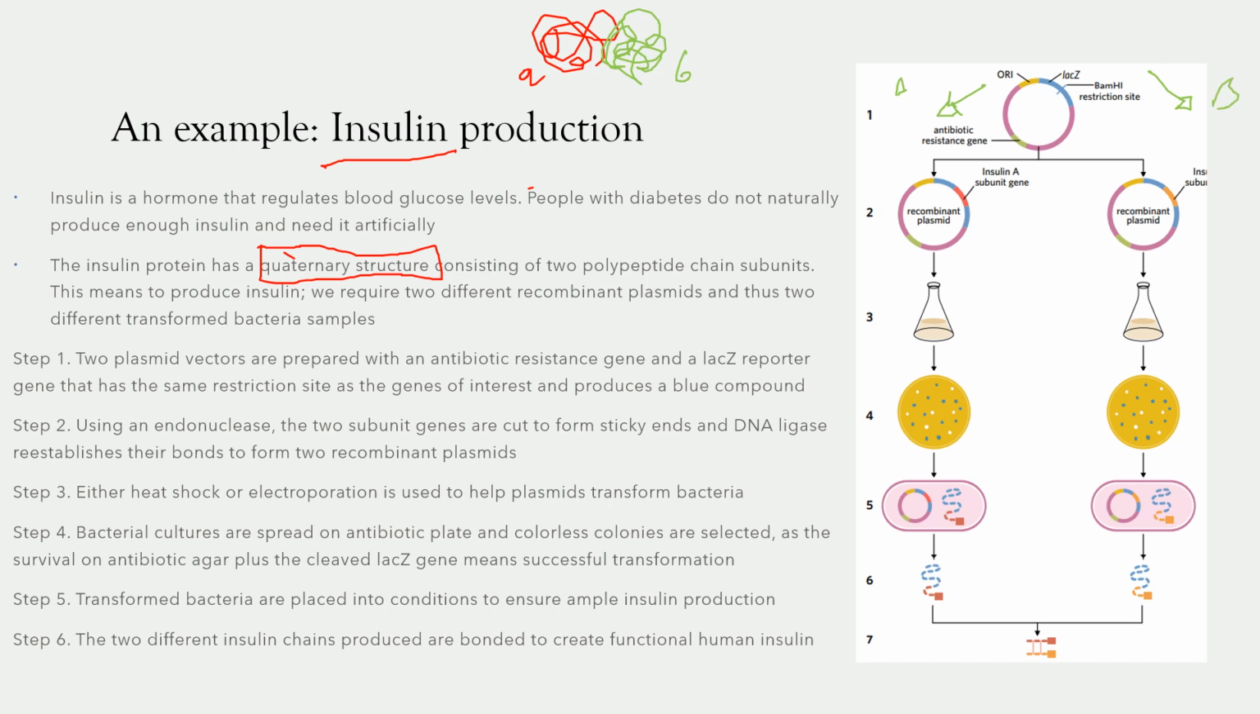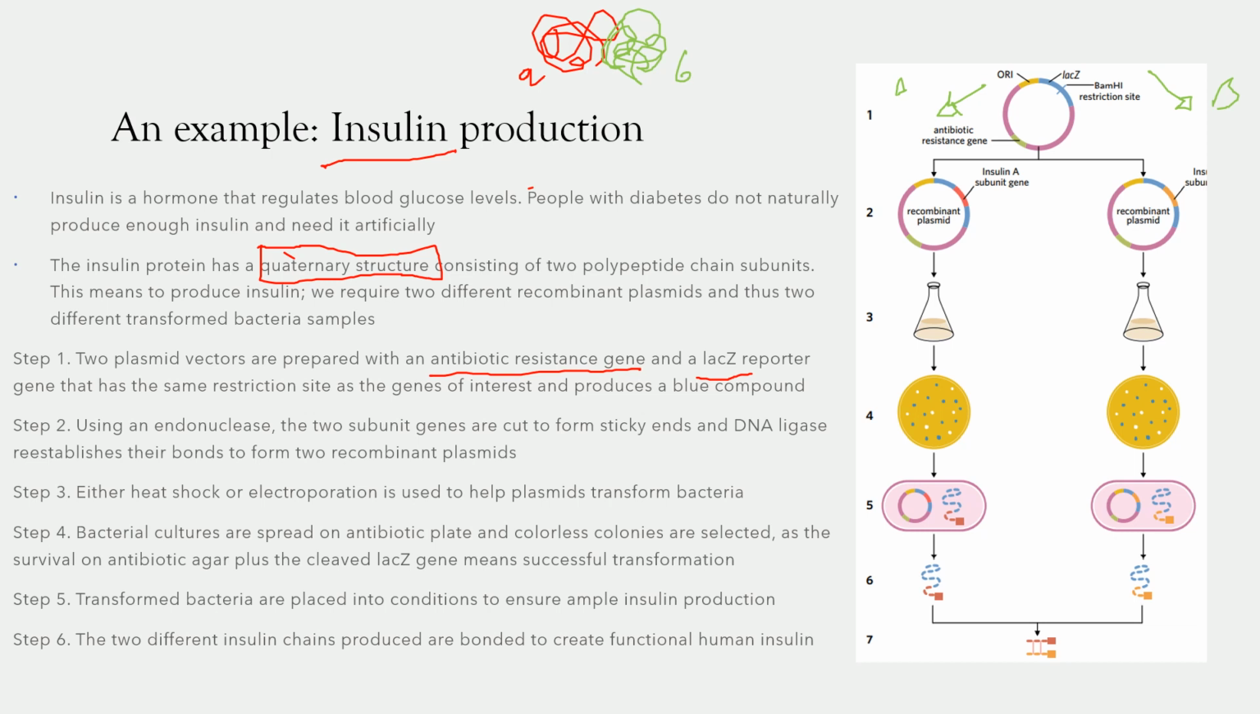So we have to do two sets of recombination every time we want to produce this insulin. What we do in this specific example is take two plasmid vectors, because we need to do two different transformations, and we prepare them with two different reporter genes. We use the antibiotic resistance reporter gene like we did in the other example, and we also use something called a LAC-Z reporter gene.